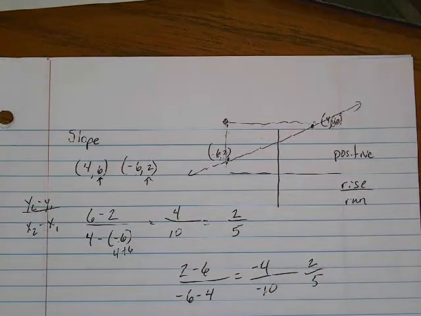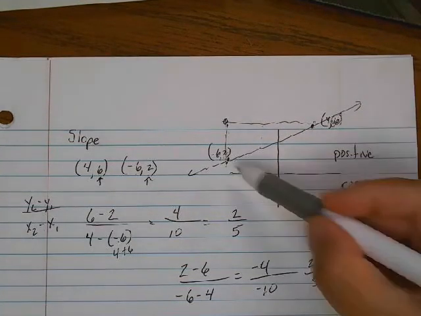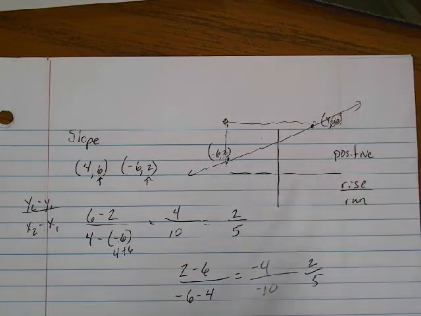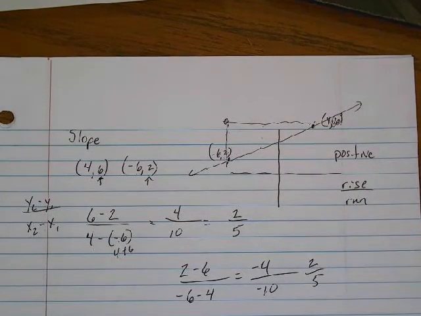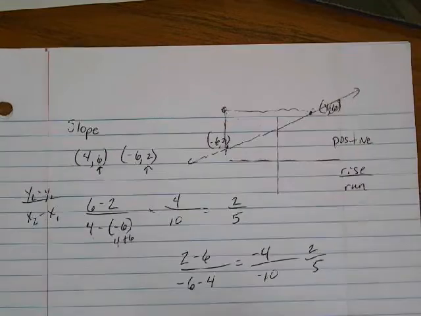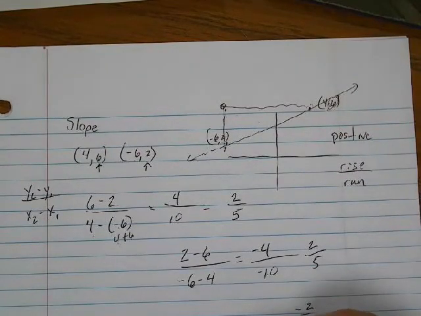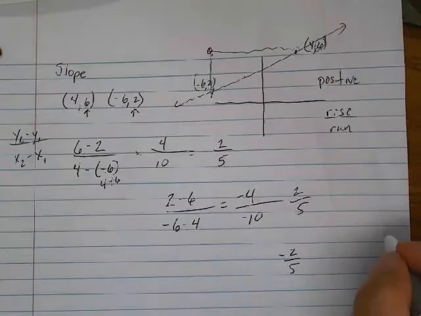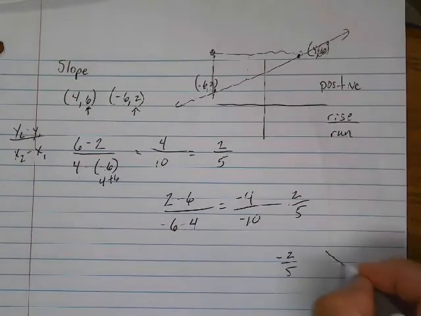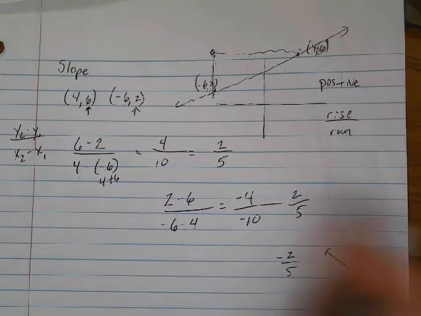So either way, I get a positive 2/5, and that's what I thought I should have gotten because this thing is rising anyway. Now, had the slope ended up being negative 2/5 in a different problem, that means this thing would slope downward. It would fall as it goes from left to right.